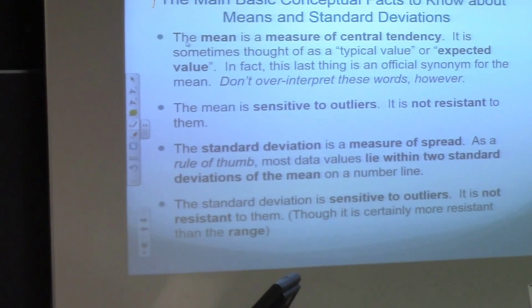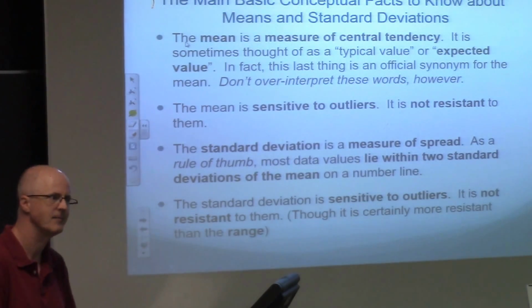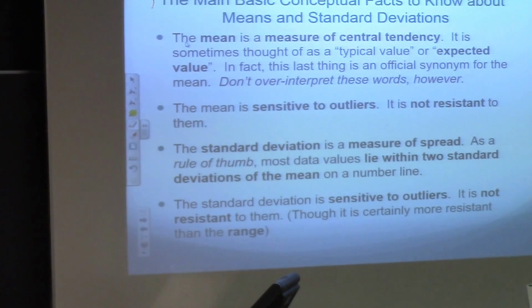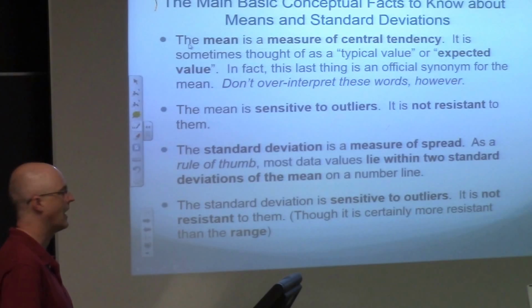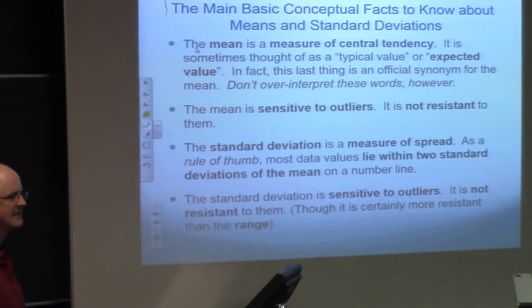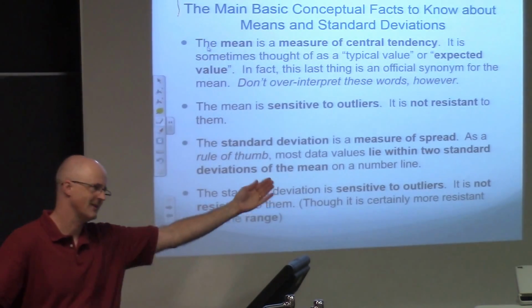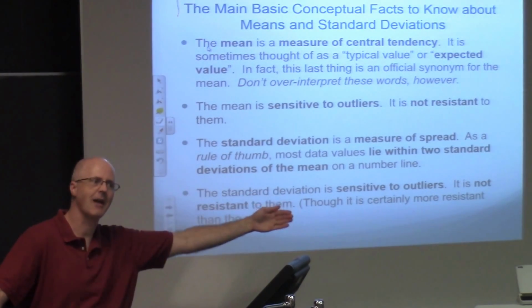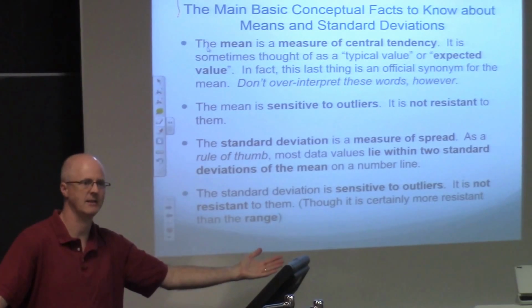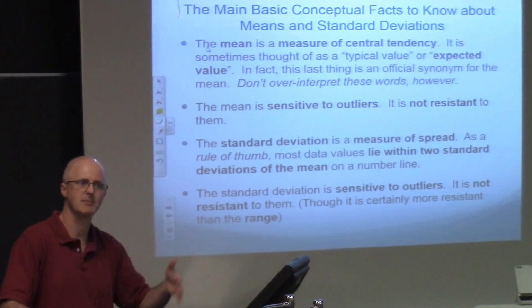The standard deviation, just like the mean, is also sensitive to outliers. It is not resistant to them. Those 2 phrases, by the way, mean the same thing. Sensitive to outliers and not resistant means they are affected by outliers. I could use either one of those phrases. It is certainly more resistant than the range, however. The range is the maximum minus the minimum. The maximum could be an outlier. If you change that, it's going to greatly affect the mean, or excuse me, the range.